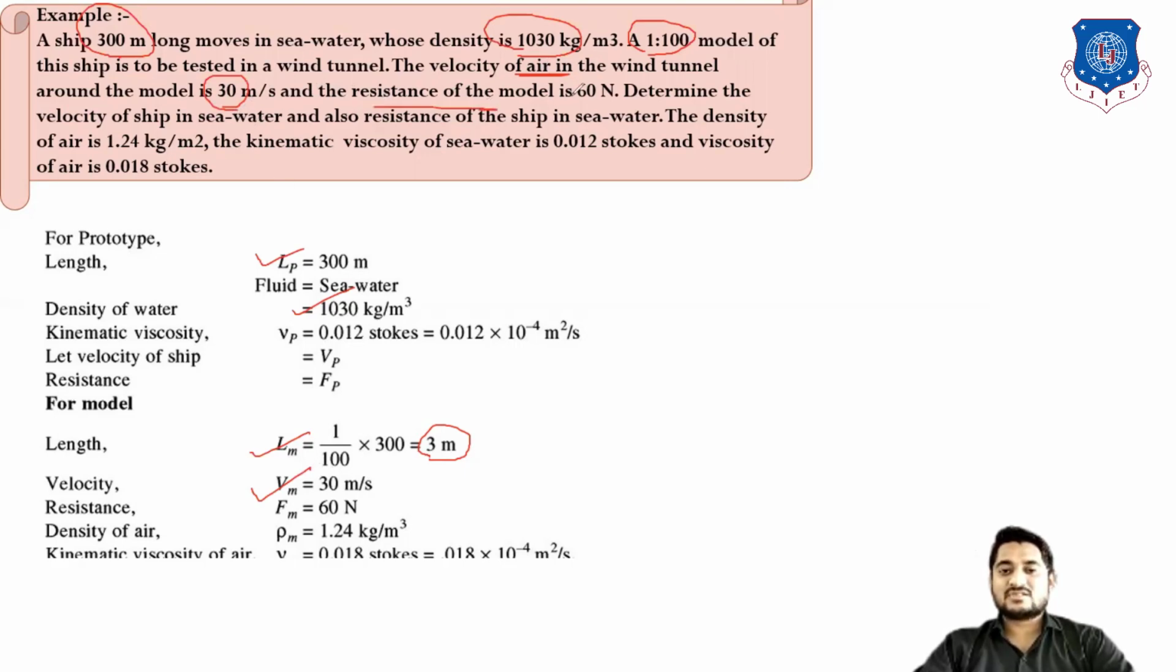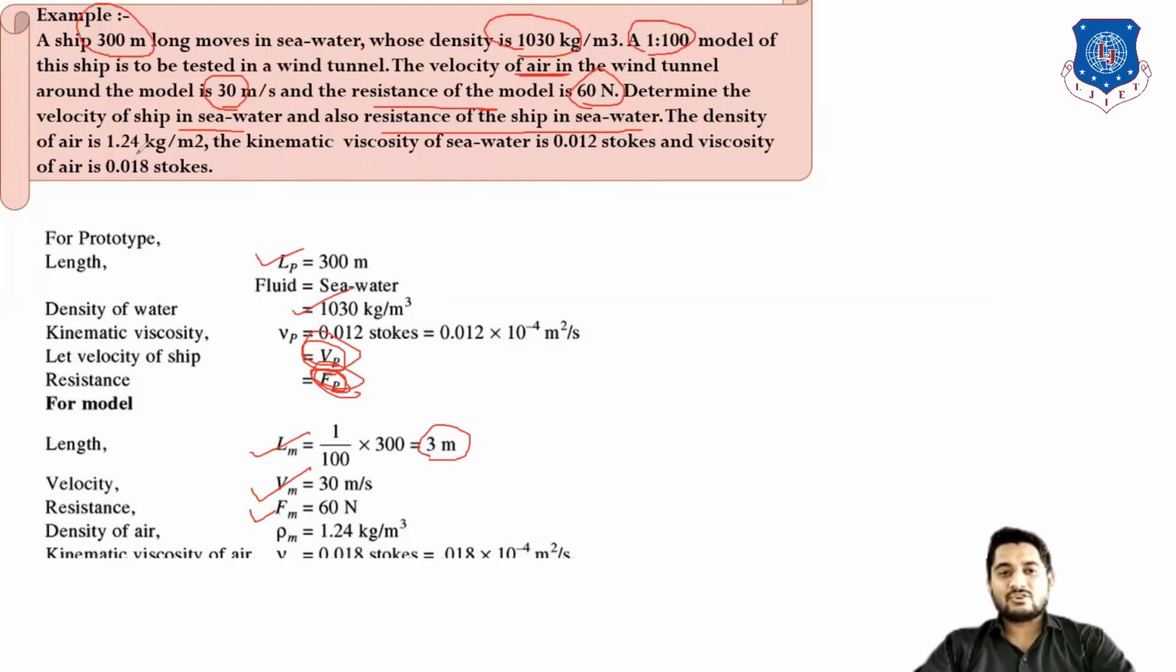The resistance of the model is 60 Newton. Fm, resistance, that means one kind of force, which will be mentioned in Newton. So Fm will be in Newton. Determine the velocity of the ship in seawater. Seawater means prototype, so we have to find the velocity of the prototype, Vp. Also the resistance of the ship in seawater, that means we also have to find Fp, the resistance of the ship in seawater.